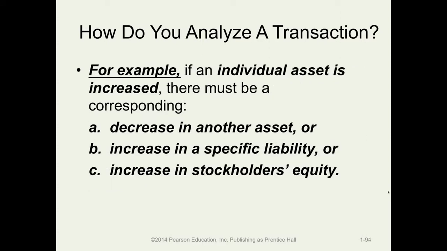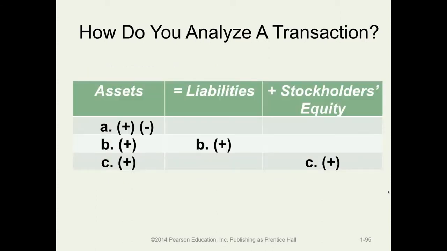Let's take an example of an asset increase. If an asset increases, there must be either a corresponding increase in another asset, an increase in a specific liability, or an increase in stockholders' equity. So let's take this right to the accounting or balance sheet equation, and let's see if we can come up with some examples. Here in A, one asset increases and the other one decreases. This could be, for instance, the acquisition of inventory for cash.